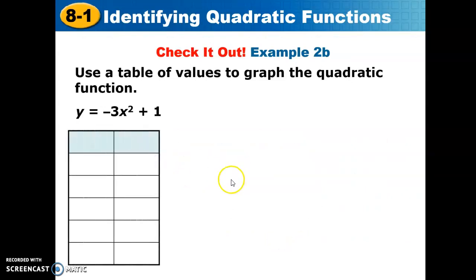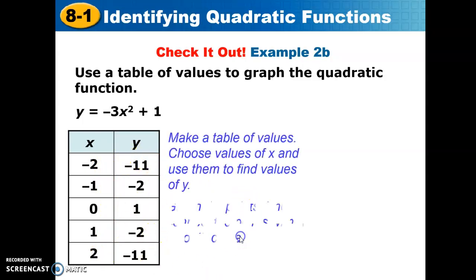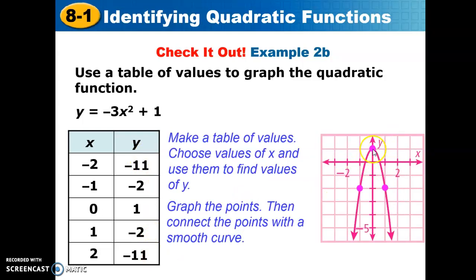Okay, same thing here. Y equals negative 3x squared plus 1. When you plug these numbers in, this is the result. You plug that into a graph paper, and here you go. And you plug those points. 0 is equivalent to 1. Negative 1, when you plug negative 1 in, you get negative 2. Here you go. That's that point right there.